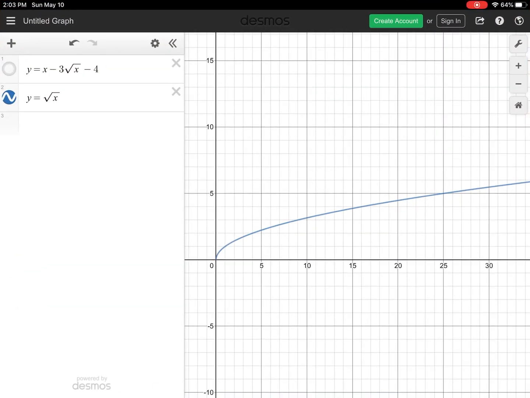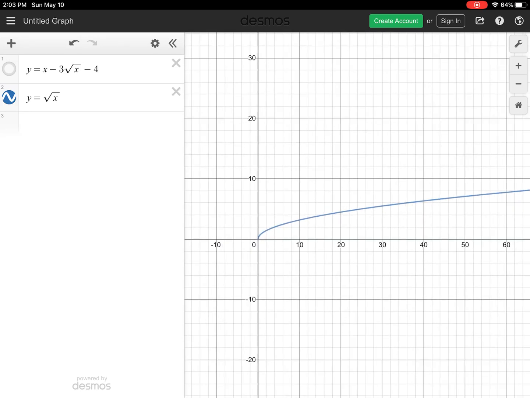Bear with me here for a second. Remember, this is the square root function, right? This is what the square root function looks like. And notice that it doesn't go negative, right? The output is never negative.